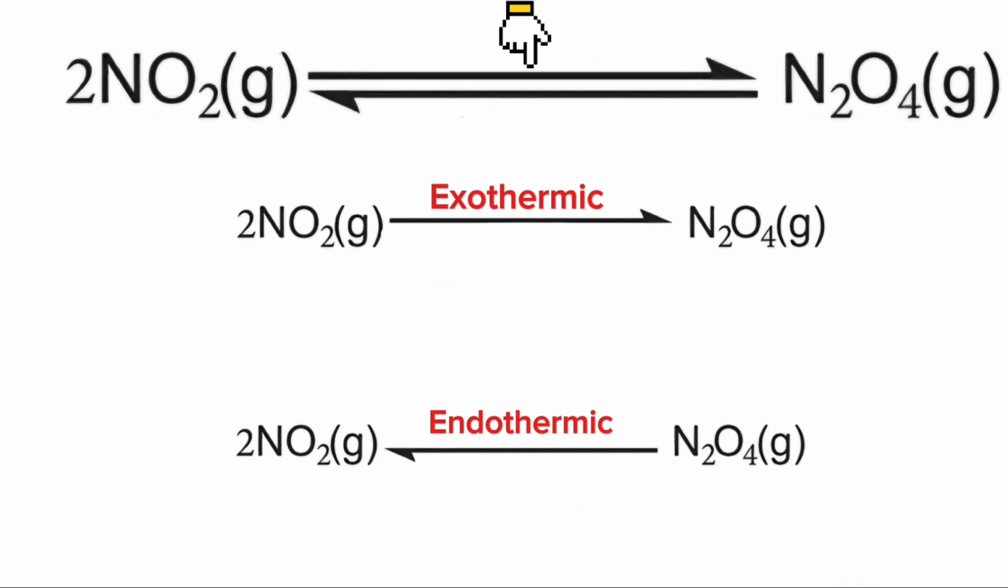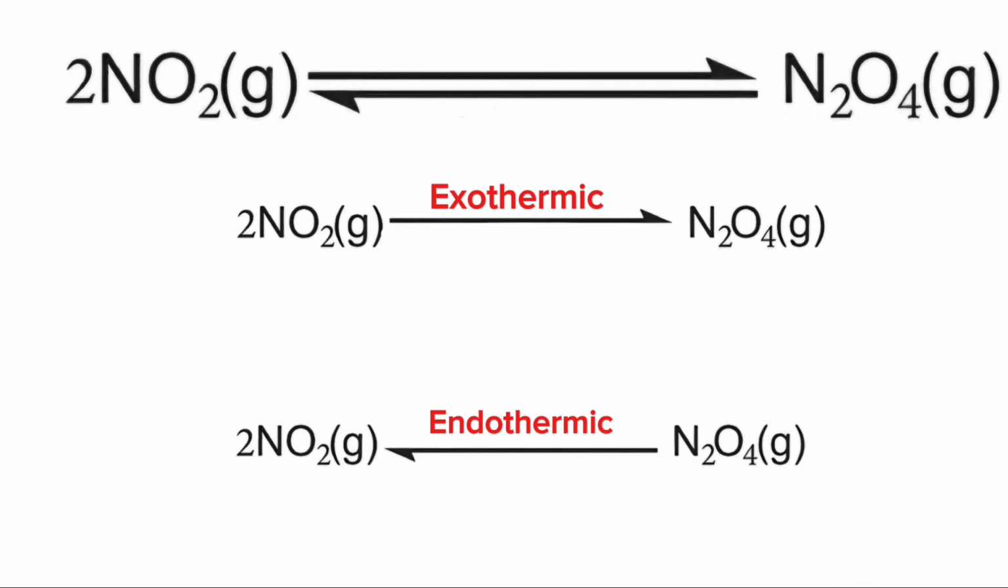Now, I want to talk about the arrows. The arrows tell us a very important message that these two reactions are at equilibrium. So this simply means that the rate at which the forward reaction occurs is equal to the rate of the backward reaction. That means that the forward reaction and the backward reaction occur at the same speed.